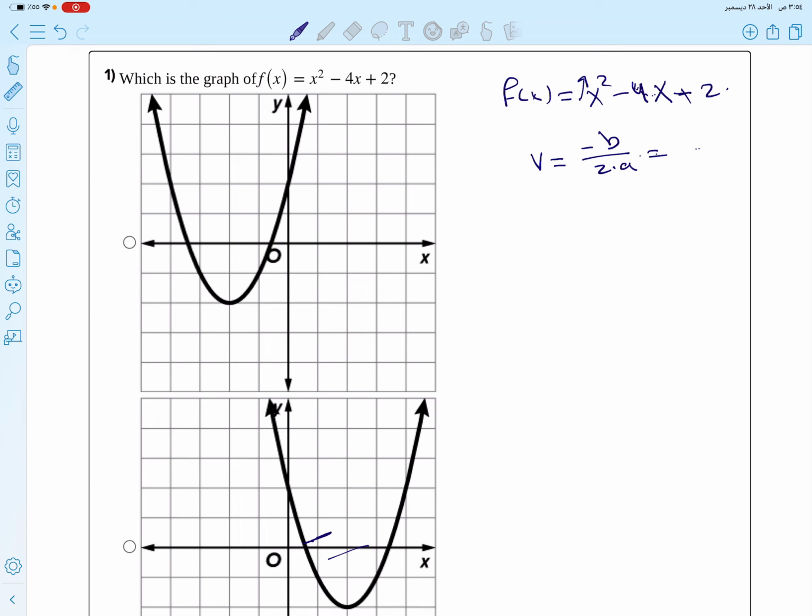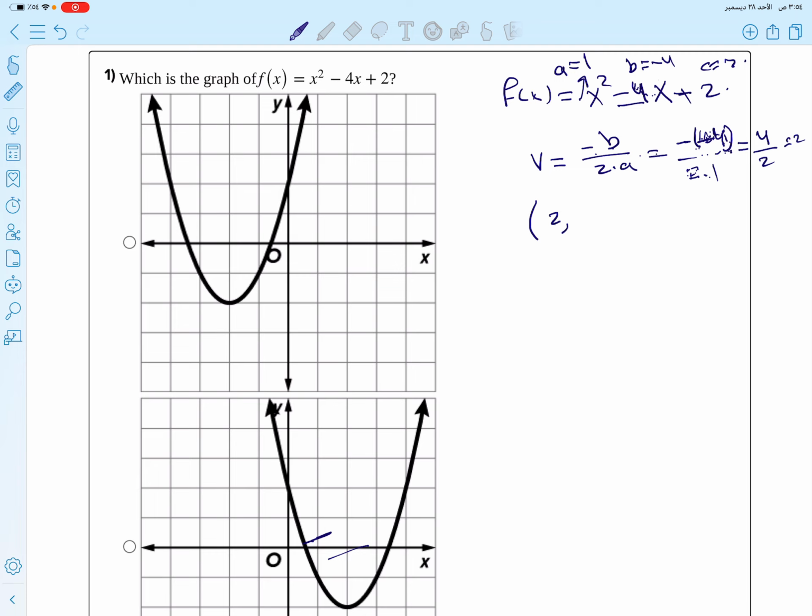Wait, a equals 1, b equals negative 4, and c equals 2. So I just need to plug it in. Look, negative b, so it will be negative negative 4, over 2 times a, which is 1. Negative and negative 4 is going to be 4, over 2 equals 2. So the axis of symmetry is going to be 2.